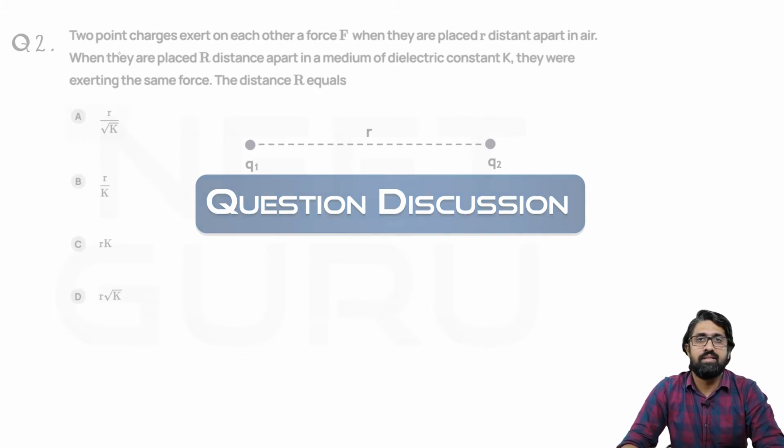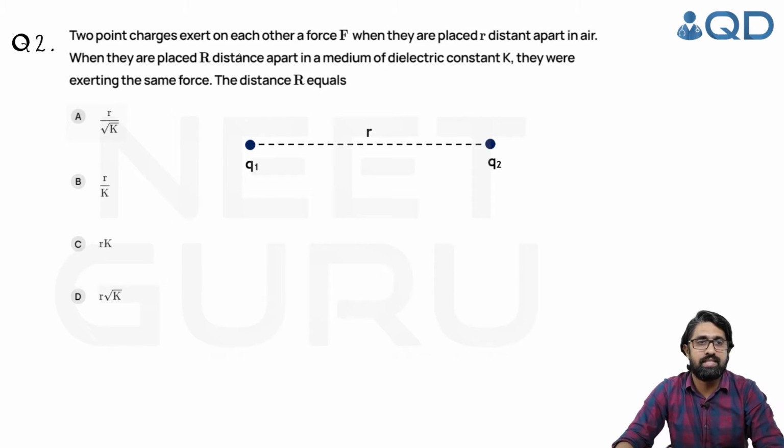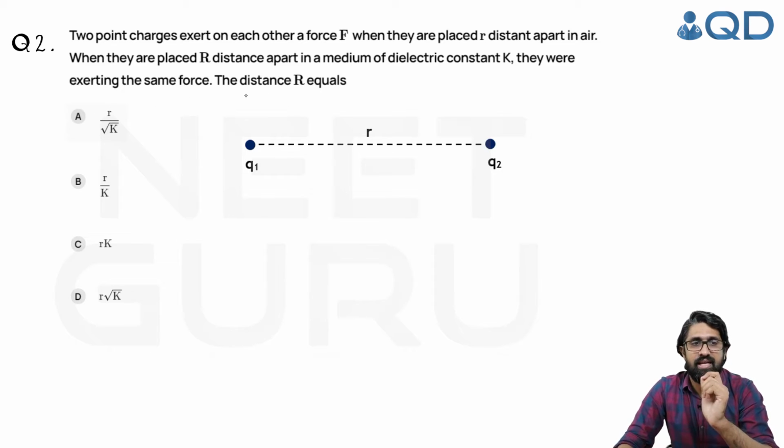The second question here says, two point charges exert on each other a force F when they are placed small r distance apart in air. When they are placed capital R distance apart in a medium of dielectric constant capital K, they were exerting the same force. Then the distance capital R equals.